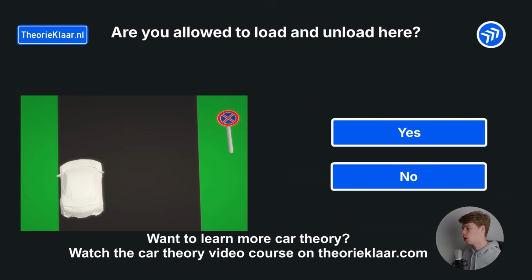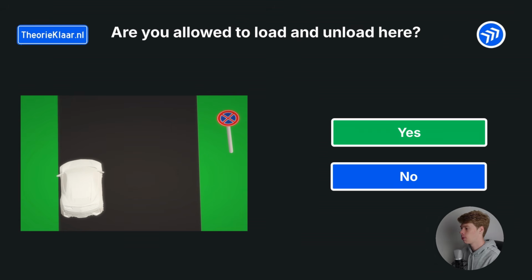Are you allowed to load and unload here? Well, what do we see in the image? A sign that says it is prohibited to park and also to stand still. But the right answer is actually yes here, because the sign only applies to the side of the road where the sign is placed. Unless it says zone, that means the entire area, but it doesn't say zone here.